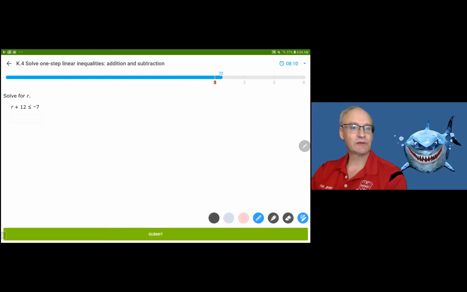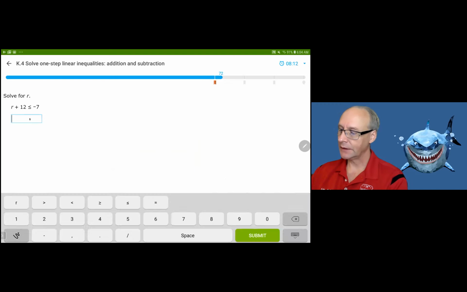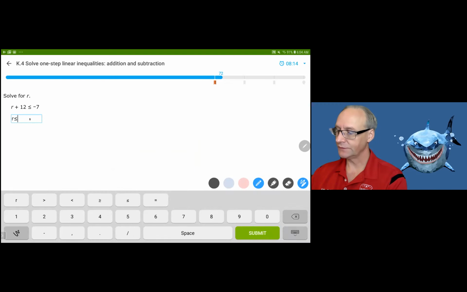And in this, we're going to subtract 12 from both sides and get R is less than or equal to negative 19. This time, R could be negative 19 or negative 20 or negative 21 and so on. I'm going to write a really quick interval notation answer. It's going to be at negative 19, but it could also be less than negative 19. So this is my interval notation.